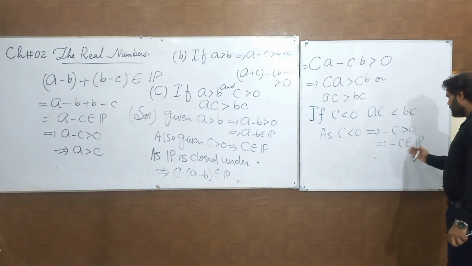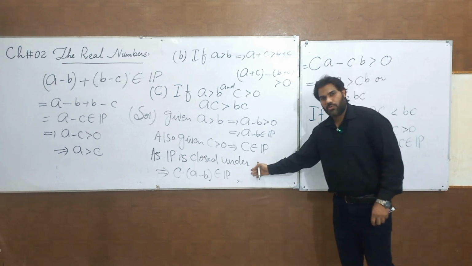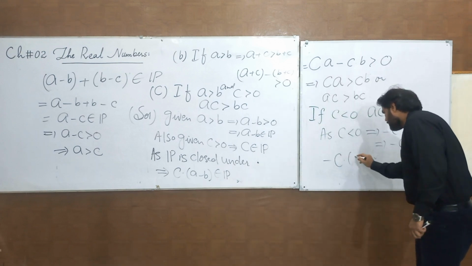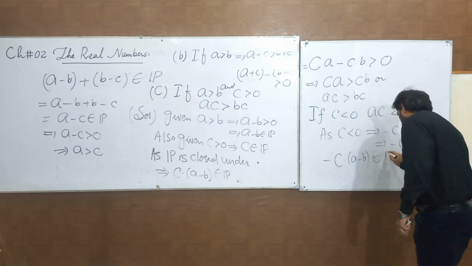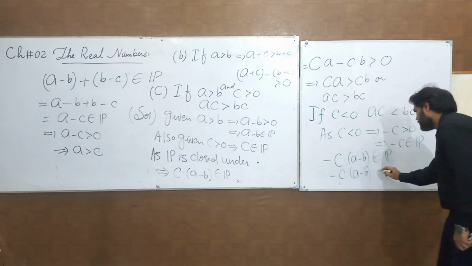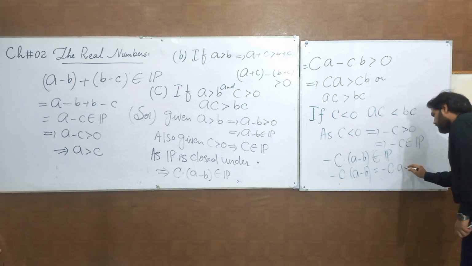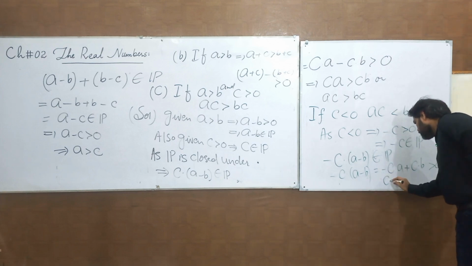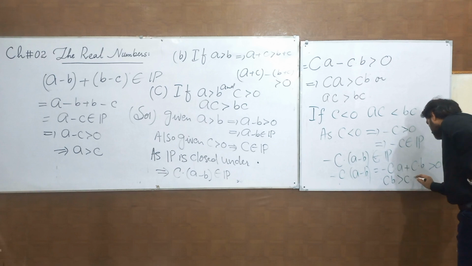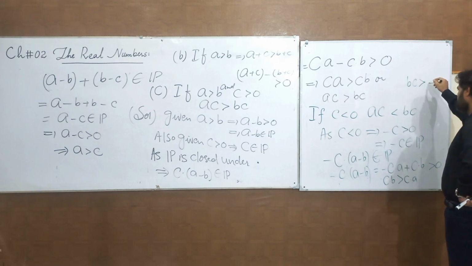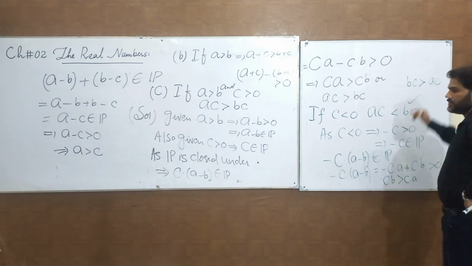So as minus C also belongs to P, by again using the closure property under multiplication, this product minus C into A minus B also belongs to P. What is this product? This product is simply equal to minus C into A plus C into B. This should be greater than 0 because this belongs to set P. This shows C into B is greater than C into A, or we can simply say that BC is greater than AC. That is required.